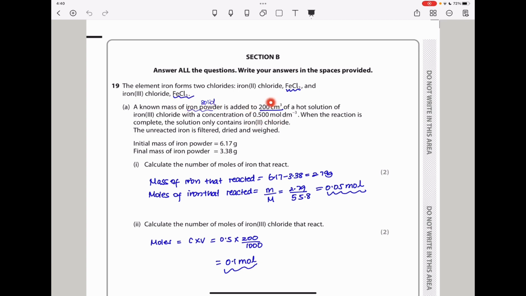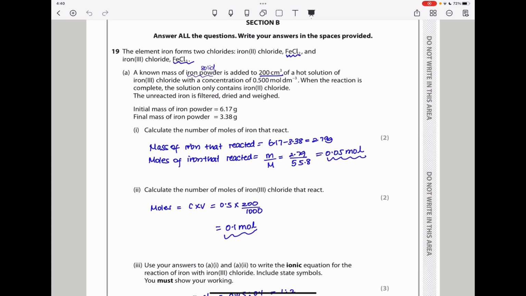Therefore, we can find the number of moles of the iron 3 chloride used using exactly that volume as well as that concentration. The question goes on to say the unreacted iron is filtered, dried, and weighed. So the initial mass of the iron powder was that, and the final mass was that. If we get the difference between these two, we can find the mass of iron that reacted. So the first question asks, calculate the number of moles of iron that react.